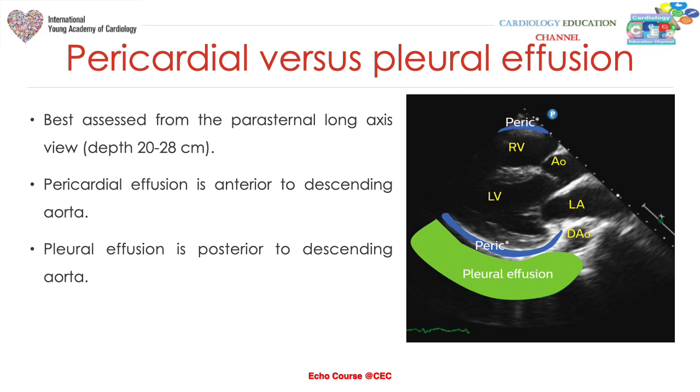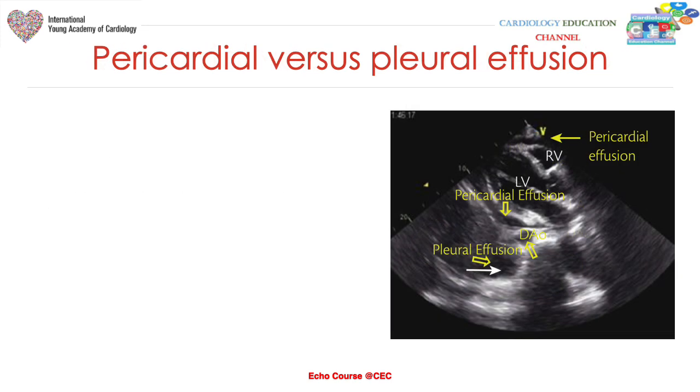The pleural effusion, the pericardial effusion is anterior to the descending aorta. Like you can see here, this is a descending aorta. And if it is anterior to the descending aorta, this is a pericardial effusion. And if it is posterior to the descending aorta, it is a pleural effusion.